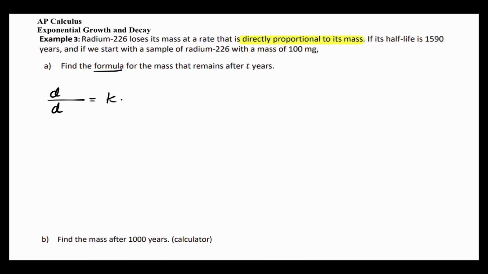Instead of x, what do we write? M for mass or... Time. Years. Time. Okay. What do we write for the dependent? Y. M. R for radium. Doesn't matter what you want to use. In my notes, I used R for radium. You can use M for mass. That part is up to you. Okay.